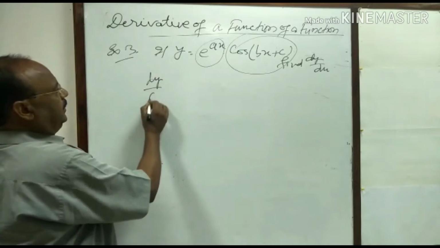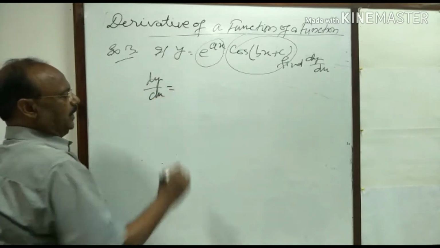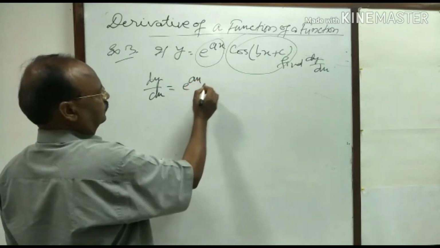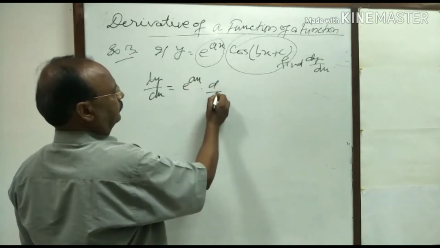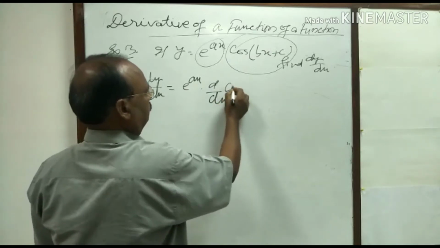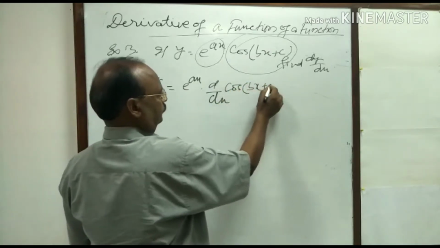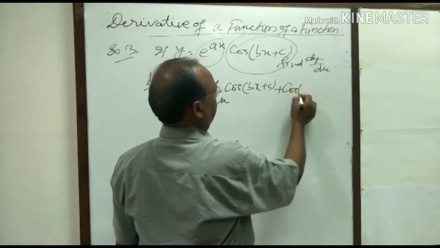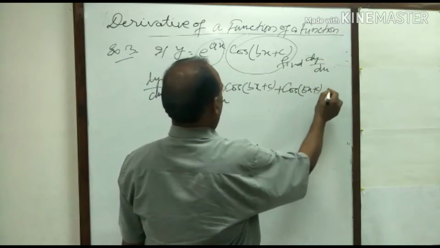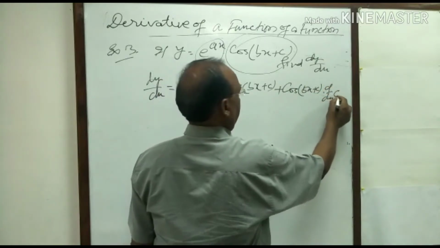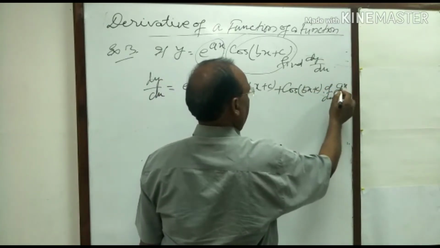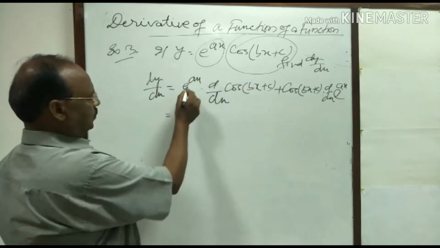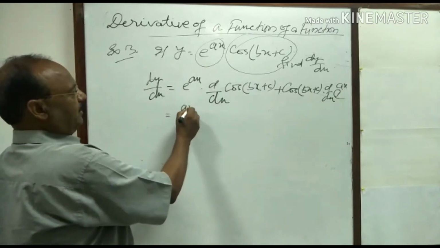So derivative of y with respect to x, by product rule we can write first function into derivative of second function, plus second function into derivative of first function e to the power ax. So here we are writing e to the power ax.